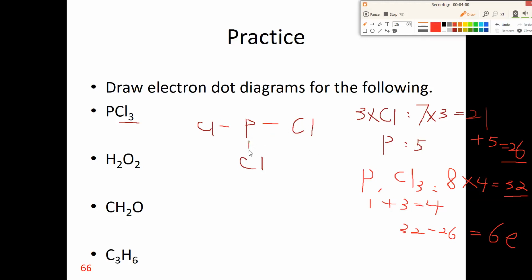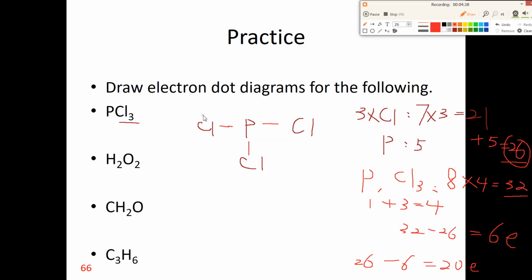Each bond is 2 electrons. So we have 2, 4, 6 electrons. You draw 3 lines, all single bonds. That's 6 electrons. We have 26 valence electrons and we already put 6 over there, so 26 minus 6, we have 20 electrons left. So we need to place these 20 electrons.